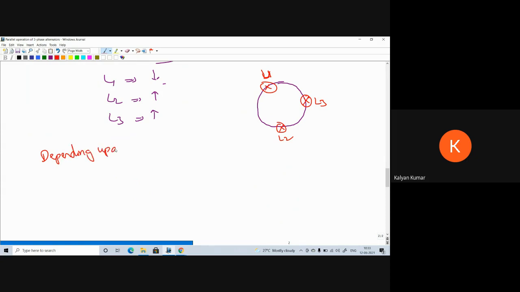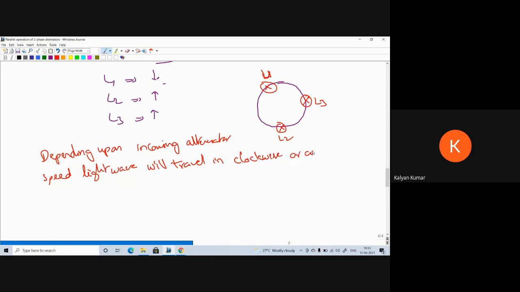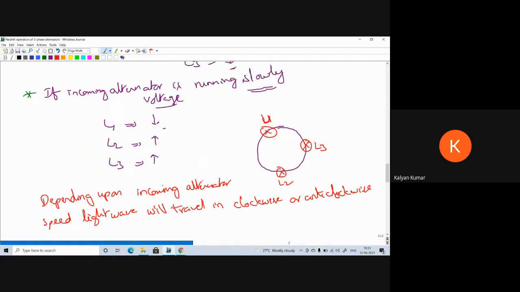Depending upon incoming alternator speed, light wave will travel in clockwise or anti-clockwise, depending upon how we have arranged the L1, L2, L3 lamps. We can identify whether the incoming alternator is fast or slow.